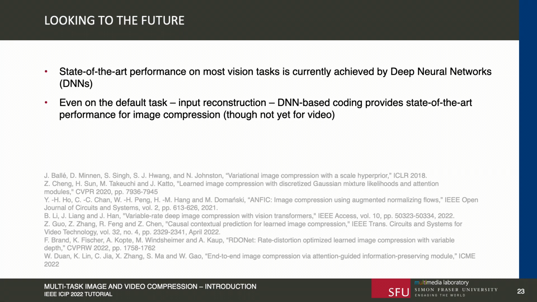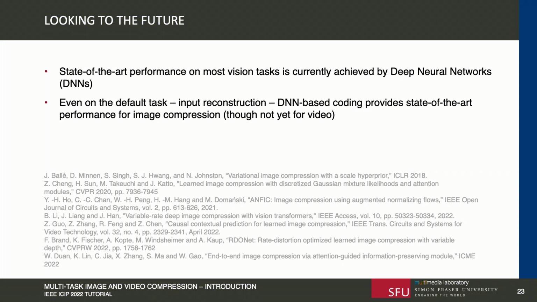Now, if we try to anticipate the future, it's important to realize that state-of-the-art performance on almost all vision tasks currently is achieved by deep neural networks. And even on the default compression task, which is input reconstruction, neural network-based coding currently provides state-of-the-art performance, at least for image compression, though not yet for video.